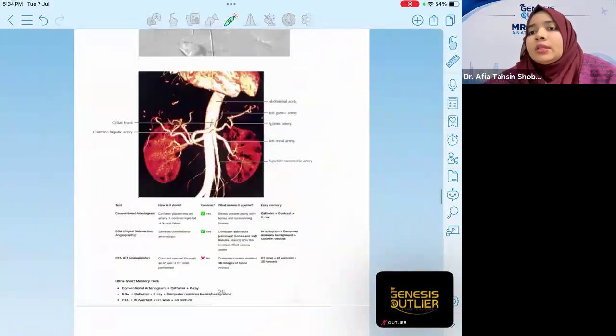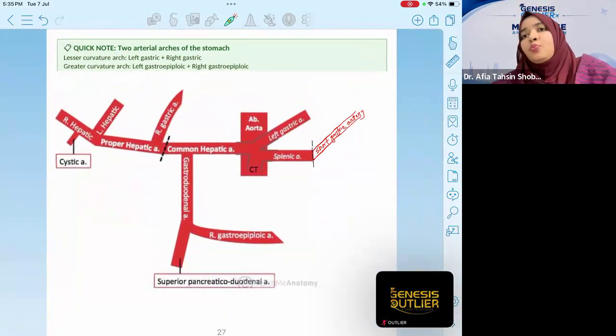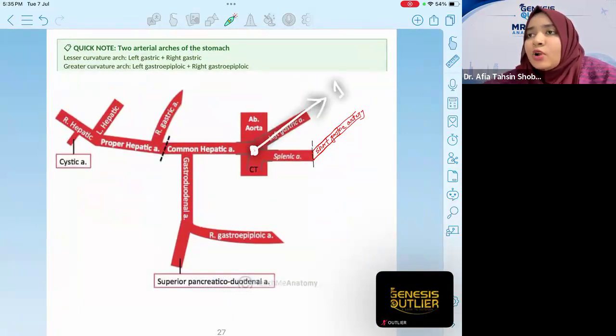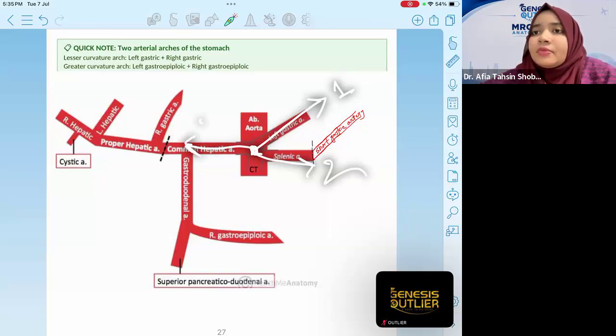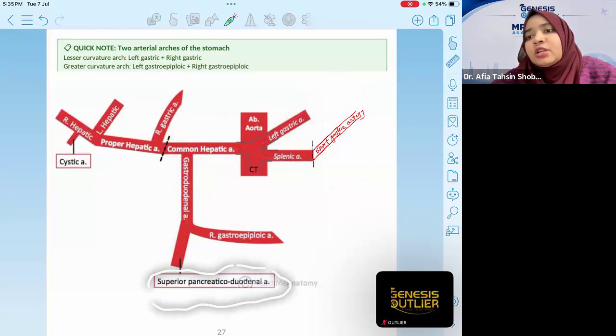Now come to this image, where we get hepatic artery proper. This is celiac trunk. You will get left gastric artery, one branch, splenic artery, second branch, and common hepatic artery, third branch. Then from common hepatic artery, a branch will originate. This is gastroduodenal artery. This gastroduodenal artery will branch into superior pancreaticoduodenal artery and right gastroepiploic artery.